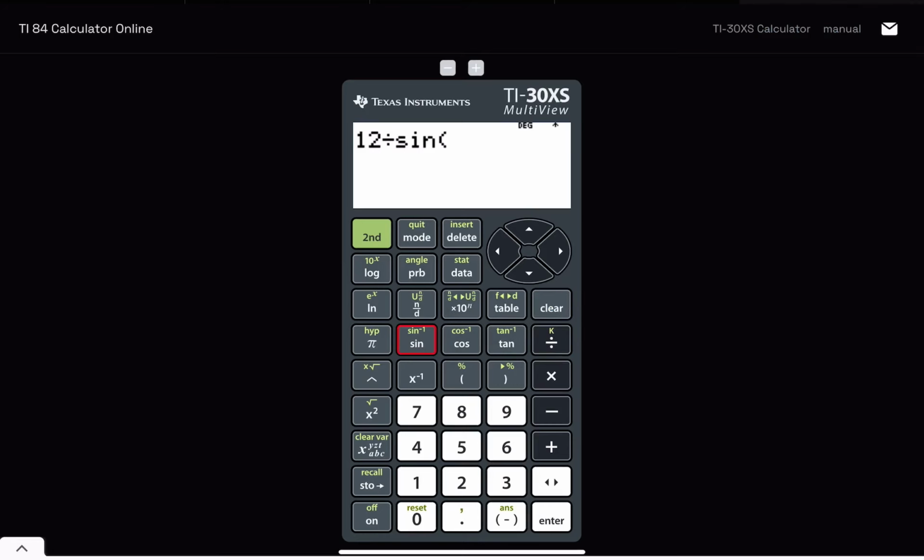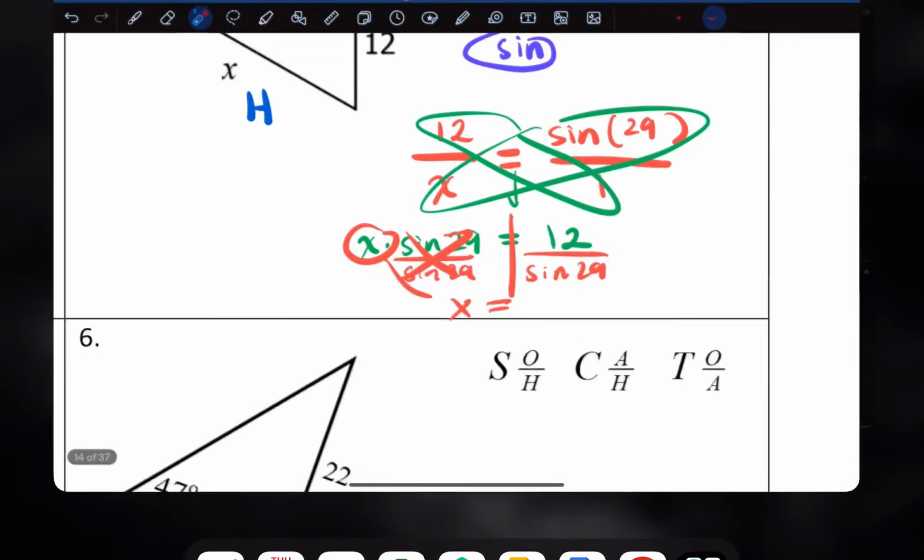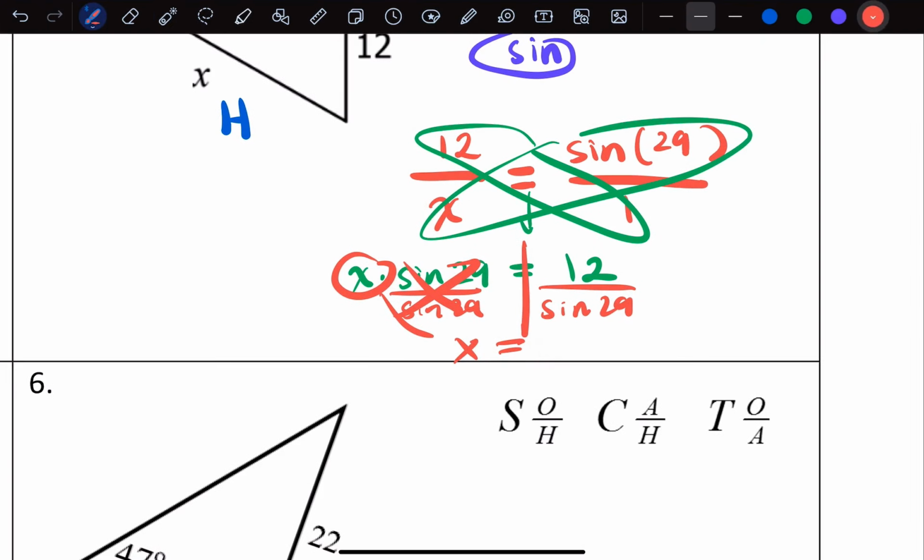12 divided by sine 29. I'm going to close that parentheses. I just like to do that and make sure. Hitting enter. And so I have 24.7519848. I like to keep up to 3 decimal spots after. So 24.751, but we have that 9 on the right is going to round it up to a 2. So I'm going to write my final answer as 24.752. Wow, what'd I do? 24.752, and that would be your final answer there.